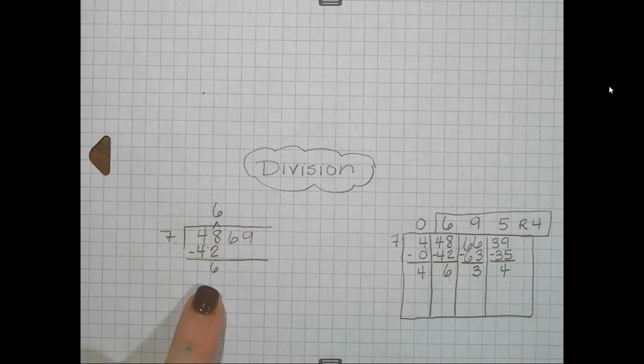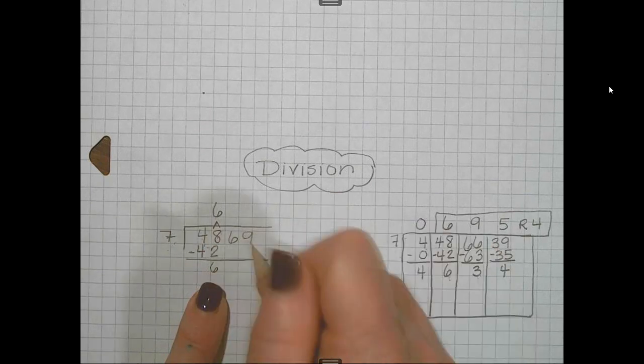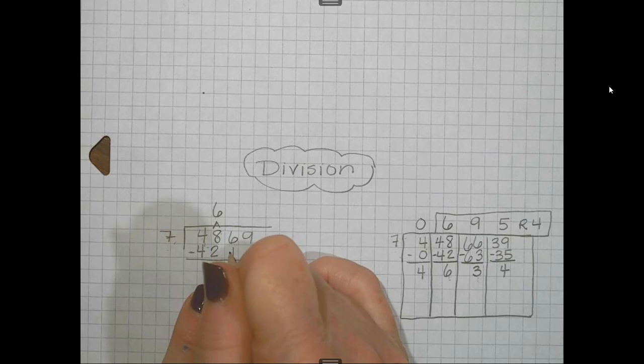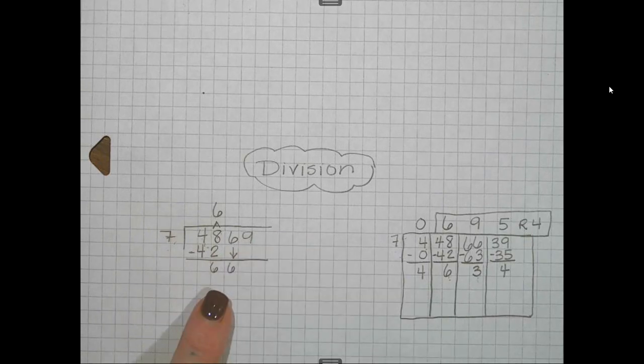So these 600s right here that I cannot make an equal group with, I'm renaming it 60 tens and putting it with these 6 tens that you bring down. Okay. So we're really now dividing into the 66 tens. Doesn't it make it a lot easier to see it over here when we talk about it?